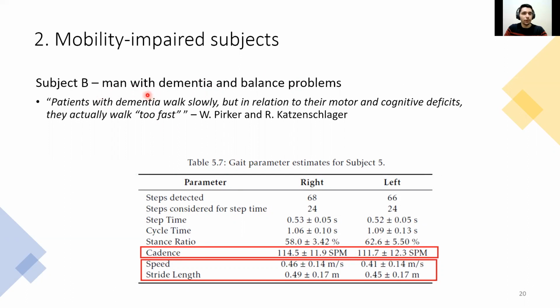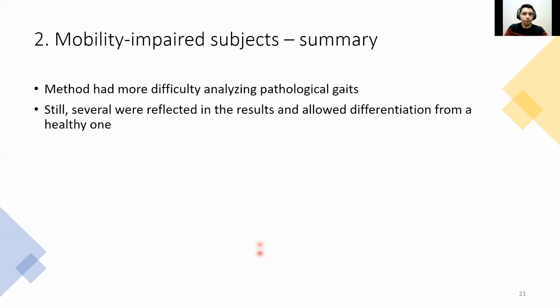It is curious that patients with dementia walk slowly, but then in relation to their motor and cognitive deficits, they actually walk too fast. And this could be reflected in a low speed, a short stride, but then a cadence that is normal, maybe even a bit high for the patient's characteristics. So to summarize, our method had more difficulty analyzing pathological gaits, but still several of them were reflected in the results, and we could differentiate them from a healthy gait.